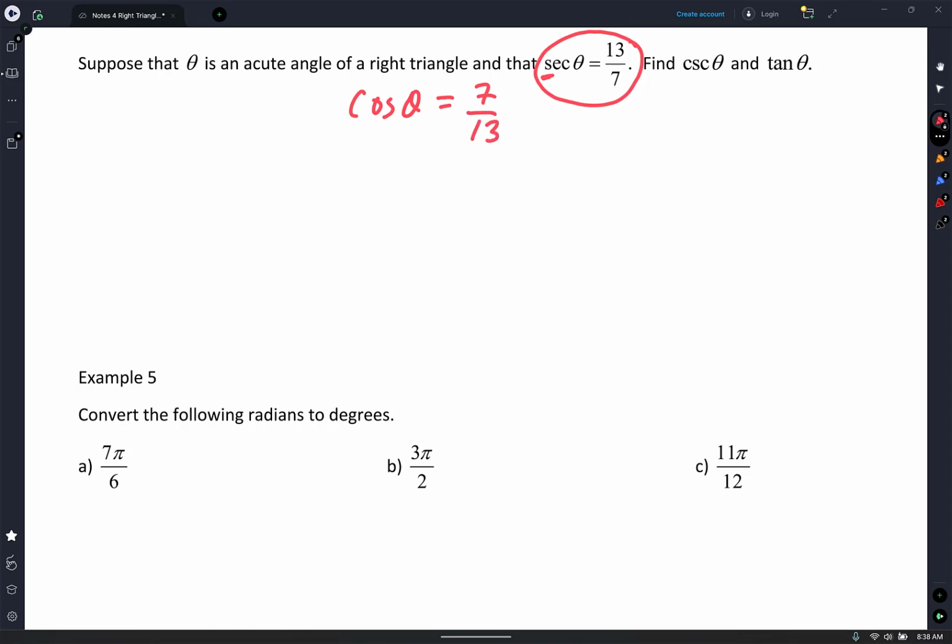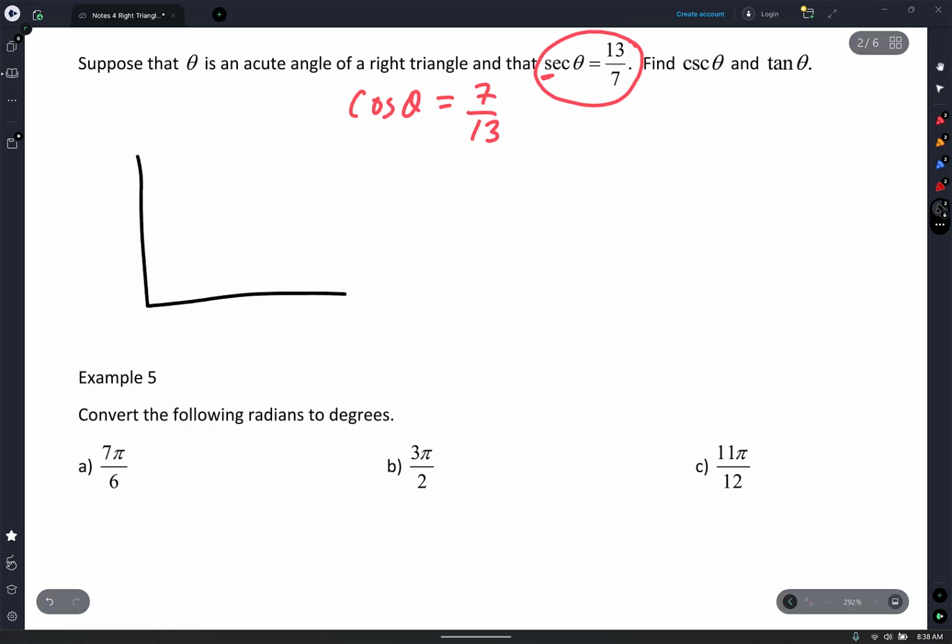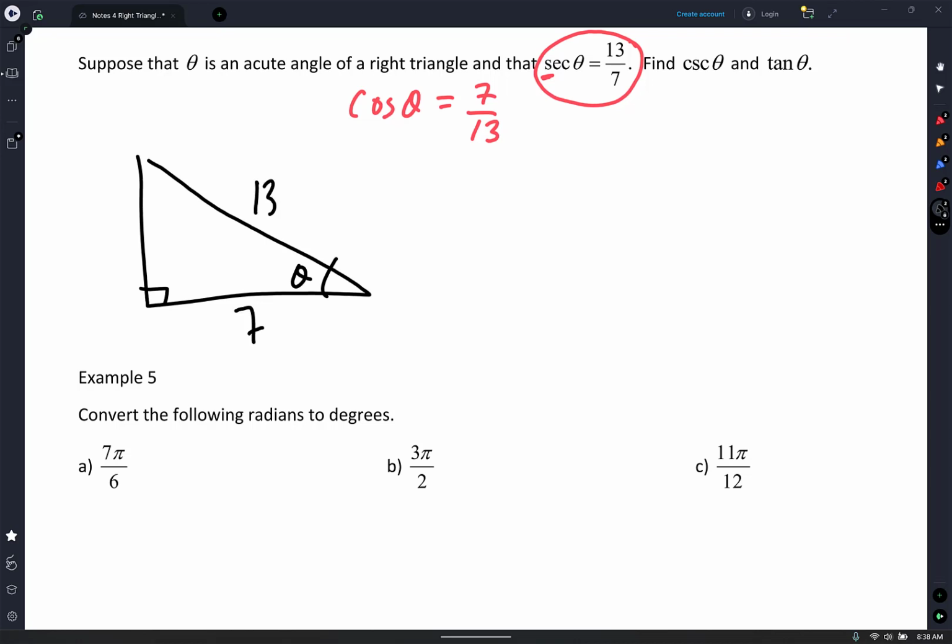7 over 13. So that's what I would do first. And then I would go ahead and draw a right triangle. So here's my right triangle, not to scale. I'm going to call this theta. And cosine is adjacent over hypotenuse, so I put a 7 here, I put a 13 there. And I'm going to call this an x, because I'm going to need that.